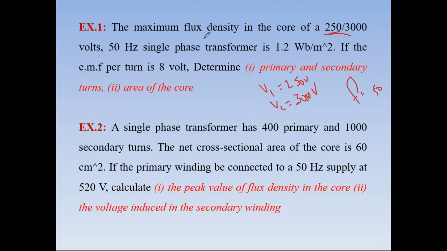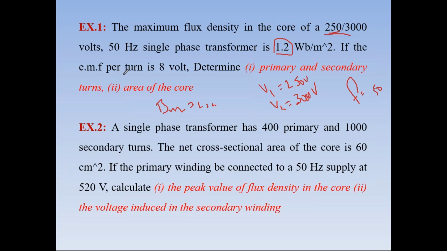The maximum flux density in the core of a 250/3000 volts, 50 Hz single phase transformer is 1.2 Weber per meter square. How can we notate Weber per meter square? Which unit is it? Is 1.2 Weber per meter square for flux or for maximum flux density? Maximum flux density. Right. So the maximum flux density is 1.2 Weber per meter square.